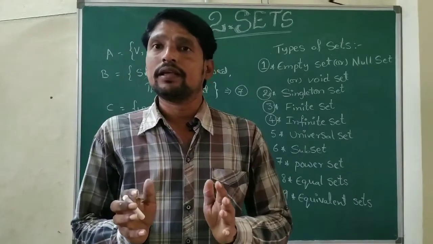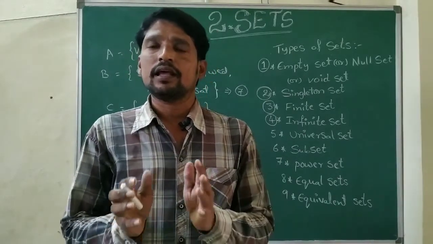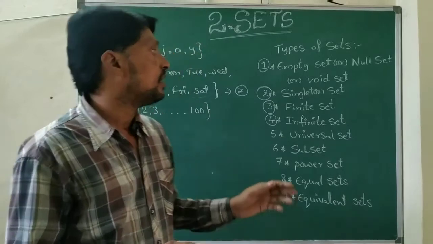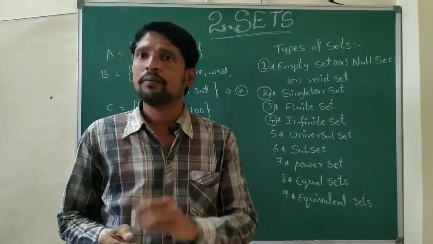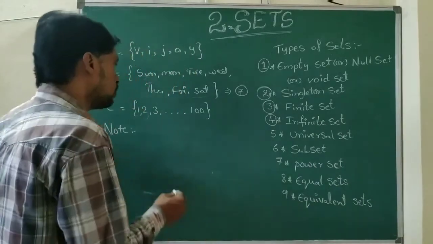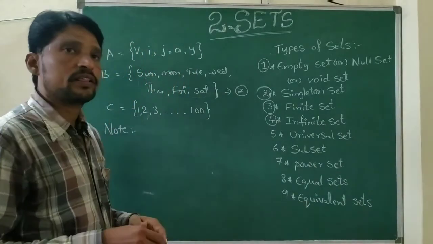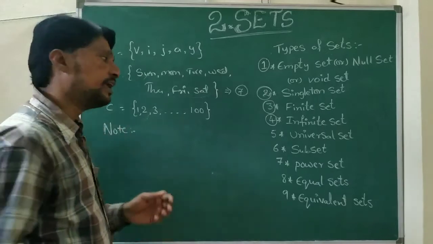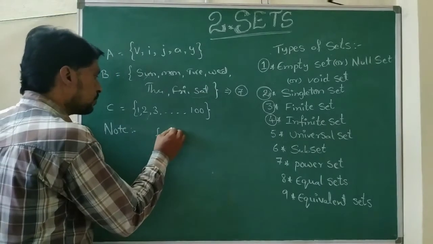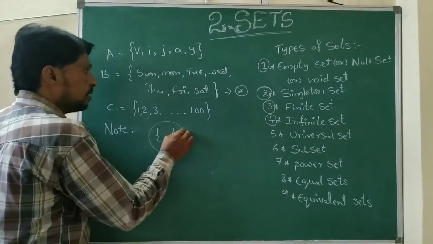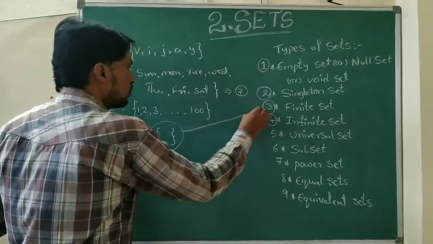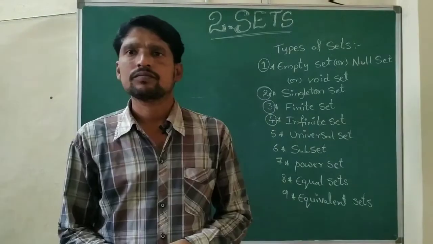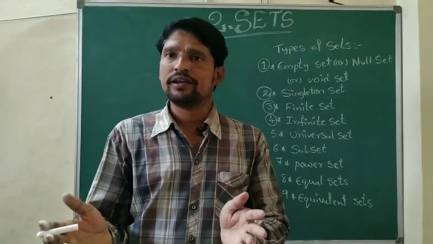Every empty set is a finite set. Here empty set means it does not contain any elements. So every empty set belongs to finite set.